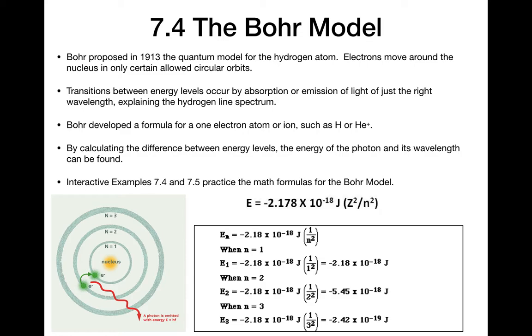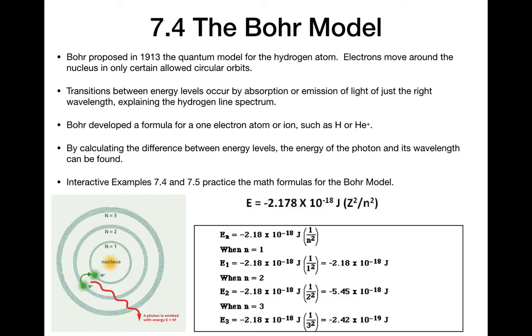N is the energy level of the electron, so n would equal 1 for the first energy level and 2 for the second and 3 for the third. So now that we have a formula like this, we can plug in Z for hydrogen equal to 1 and calculate that the energy for the first energy level is negative 2.18 times 10 to the minus 18 joules. For the second energy level, it's negative 5.45 times 10 to the minus 19 joules. And for the third energy level, it's negative 2.42 times 10 to the minus 19 joules, as seen below.